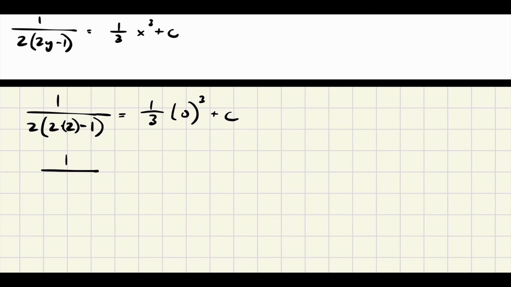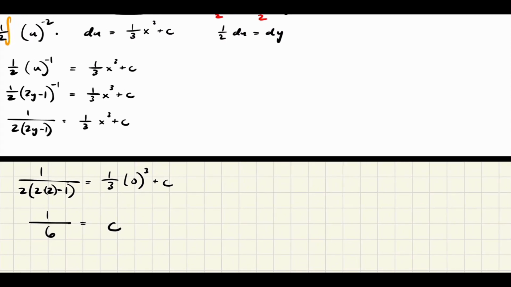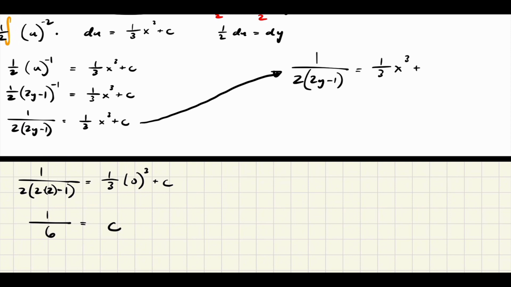Let's see. 2 times 2 is 4, minus 1 is 3, so in here I get 3. 3 times 2 is 6. Over here, 0 cubed is 0, times 1/3 is still 0. Okay. So now I'm going to go back to this guy here, and I'm going to plug in c. So I have 1 over 2y minus 1 equals 1/3 x cubed plus 1/6.